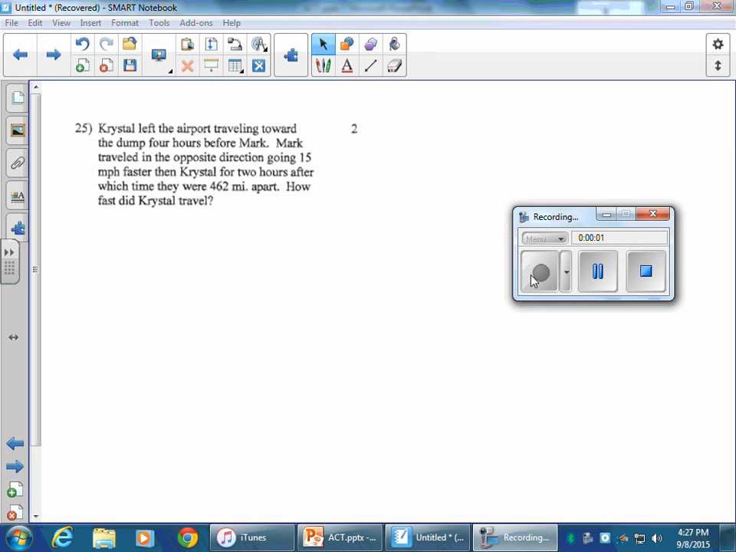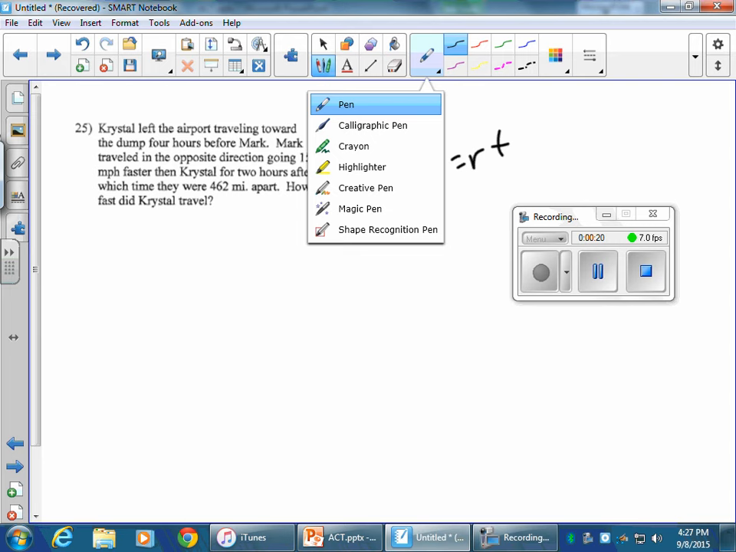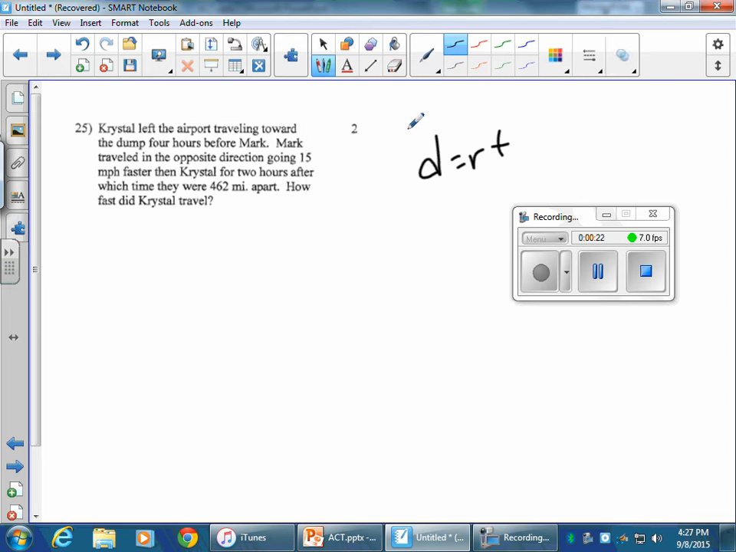Okay, I'll start on number 25. 25 through 30 all have to do with distance problems. So what you want to remember on these is that distance equals rate times time. Now I do have my slate working, so hopefully my writing will be a little bit clearer on this. We will see. Okay, I'm going to change it to a clear fit pen.